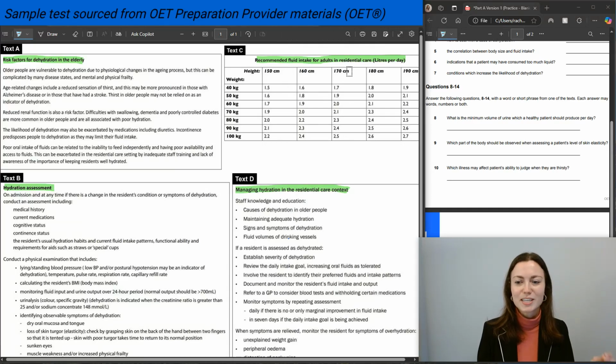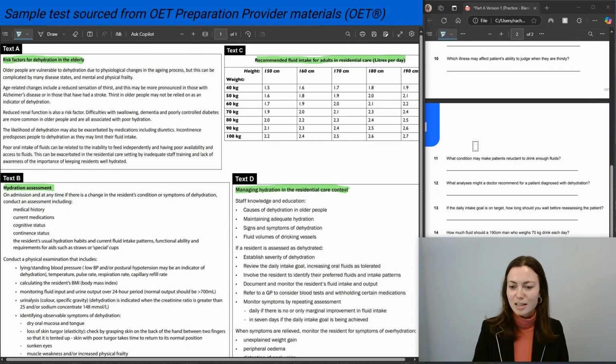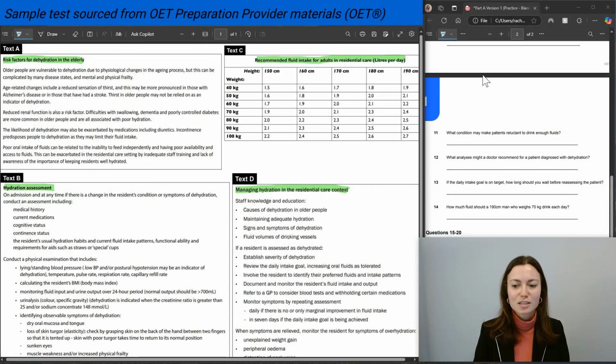Next up, we have questions 8 through 14, and you can see those on the right side of my screen. If you're up for a big challenge, I recommend pausing the video, trying these questions on your own, and then resuming and listening to the strategies and advice and checking your answers. So here are the first 3 questions, 8 through 10 on that first page. And then if I scroll down, you'll see questions 11 through 14.